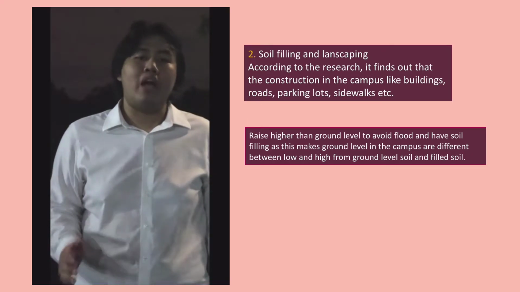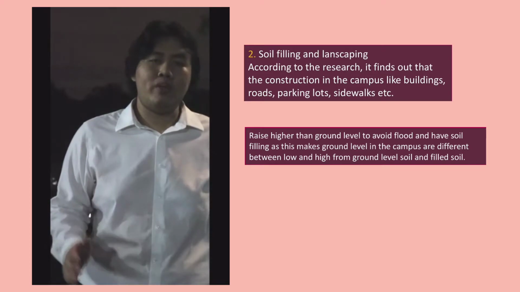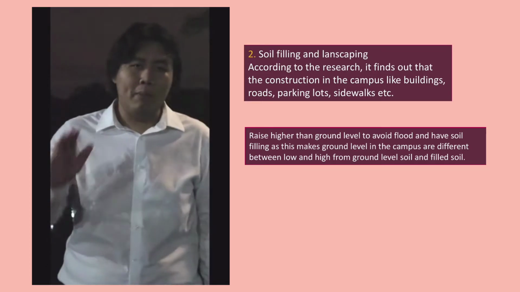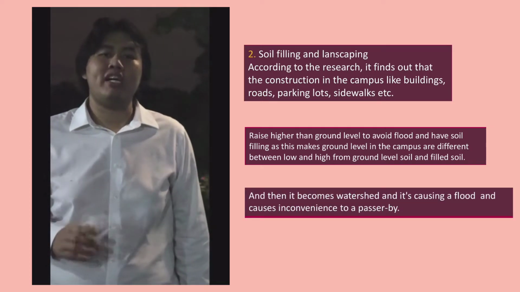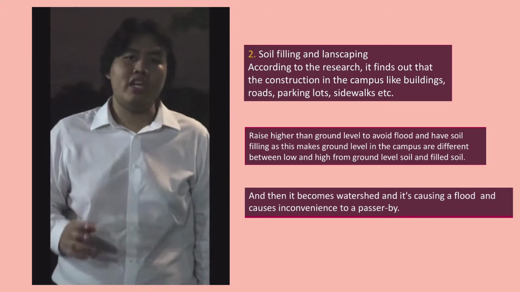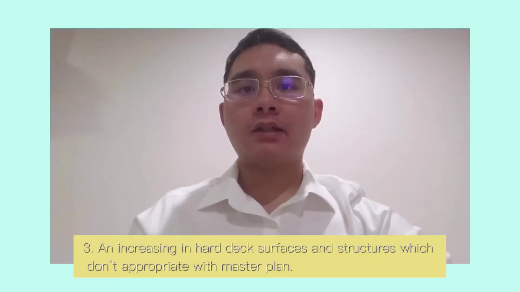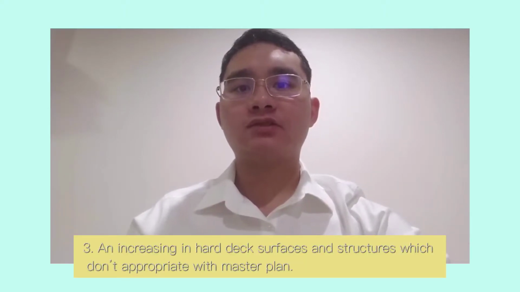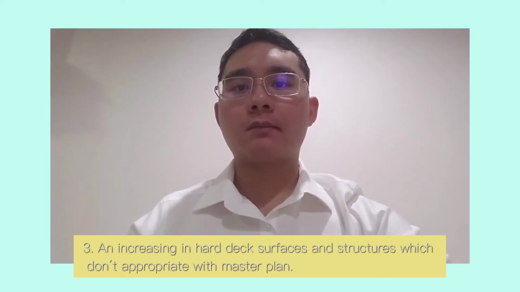and it causes flooding separately after rain because the street level in the campus is mostly below the building levels, and then it becomes a watershed, and it causes flooding and inconvenience to passersby. Number 3. An increase in hard surfaces and structures which are not appropriate with the master plan.